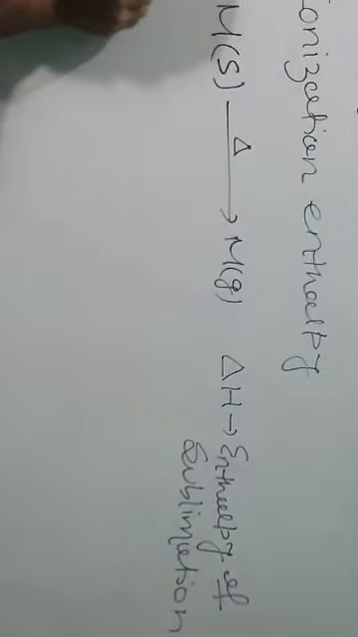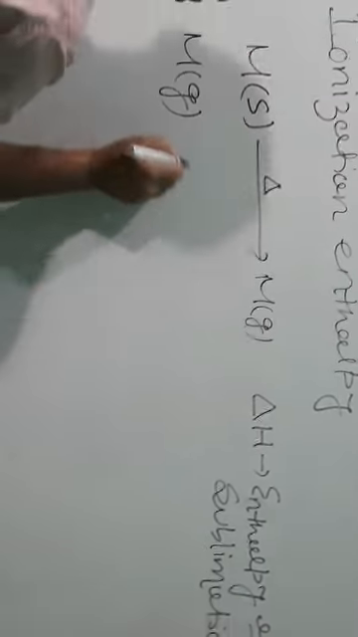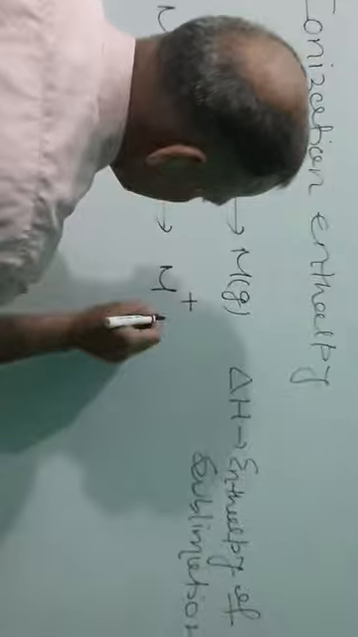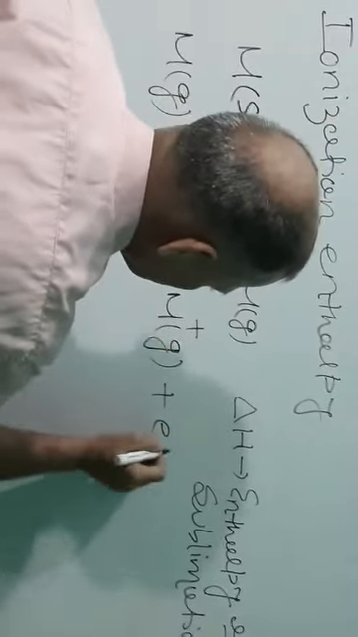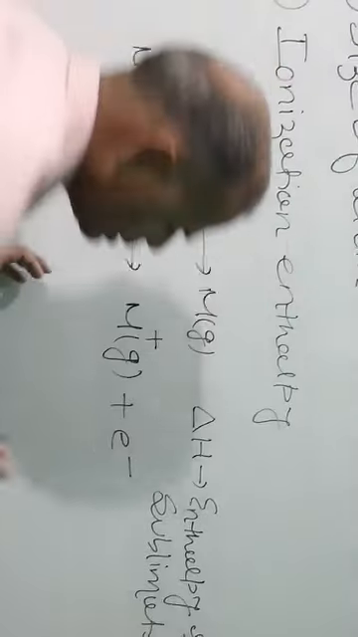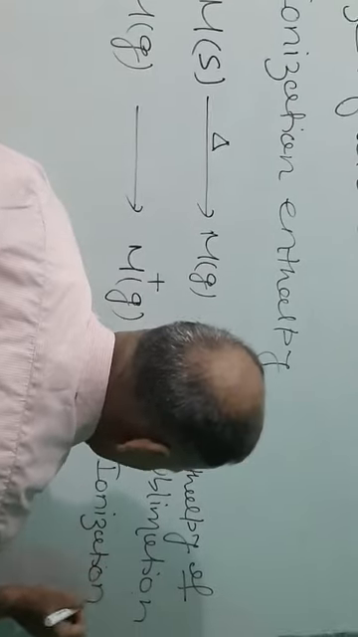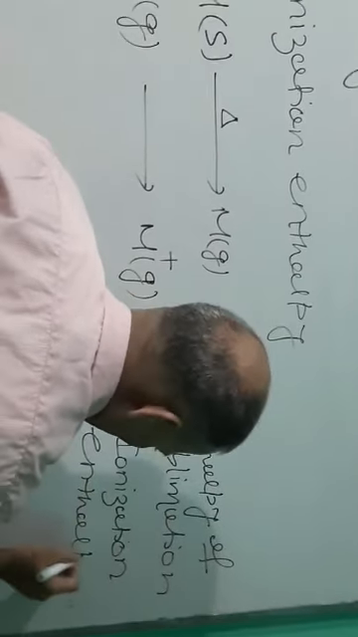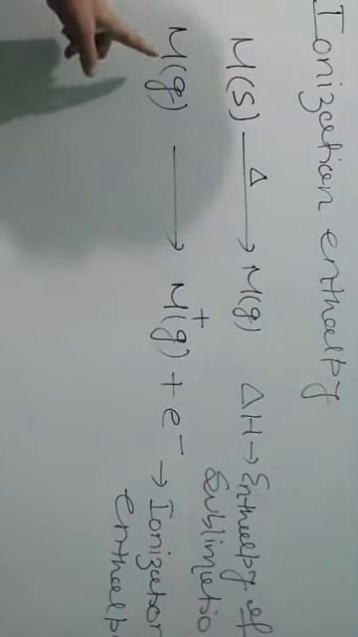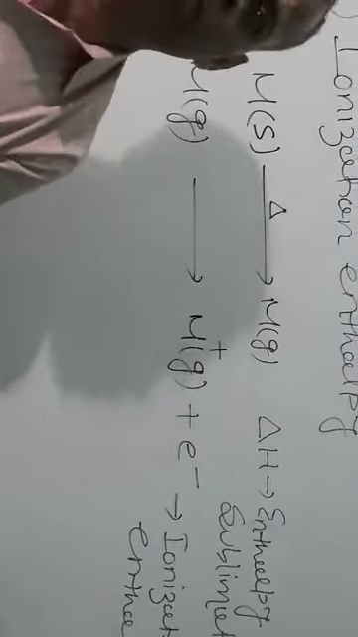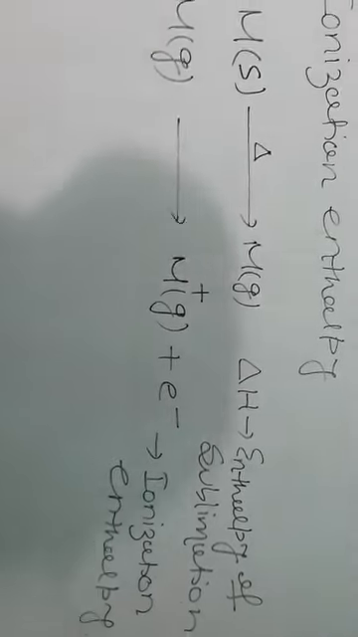Now this gaseous atom loses an electron and converts into M plus (g). Here the energy used is called ionization enthalpy. From the gaseous state of the metal, the electron needs to be lost, and the energy we supply for that is called ionization enthalpy.